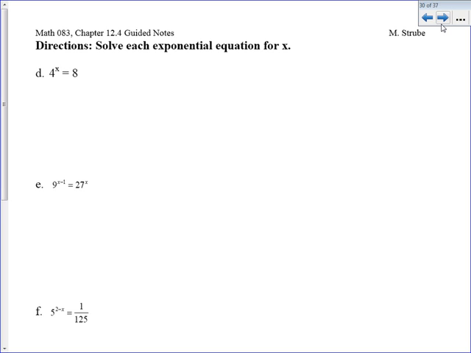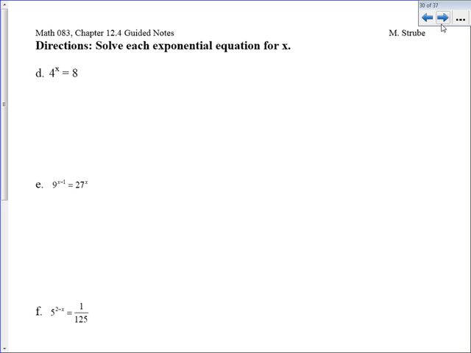What we want to do is, first thing you should do on all of your tests, your Unit 4 tests, your final exam, is try to identify what type of equation you have. Do I have a quadratic equation? Do I have an exponential equation? Do I have a linear equation? Because that's going to dictate where you go to try to solve it.